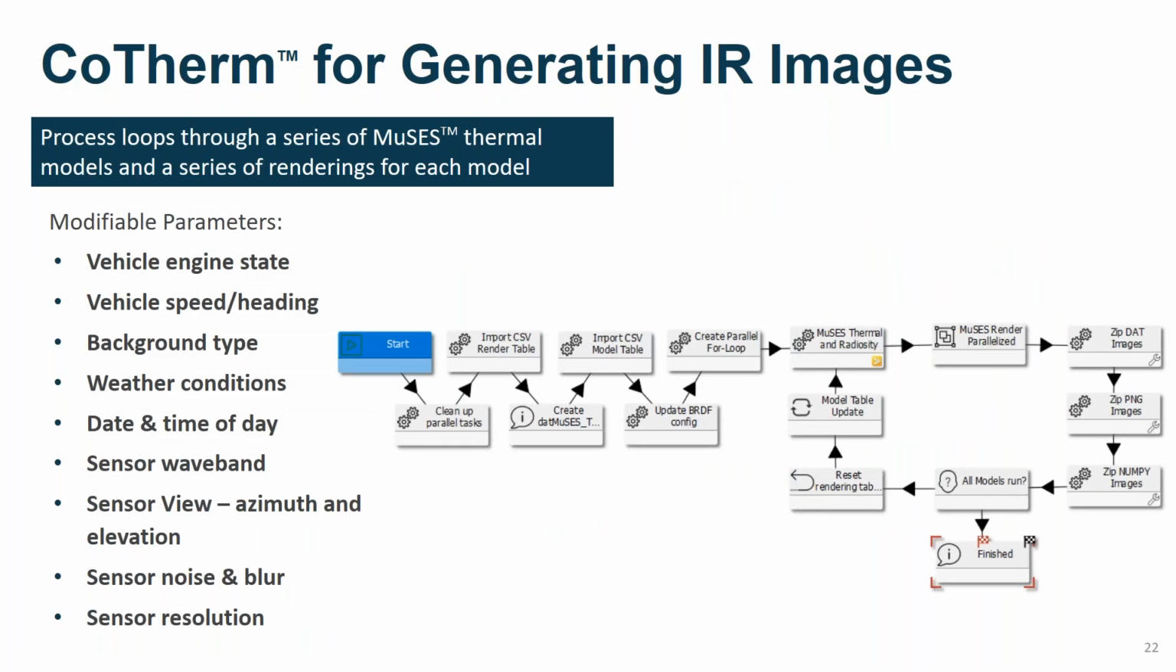Here's a quick example of such a process in CoTherm that we can use to iterate through numerous parameter combinations, including vehicle engine state, speed and heading, background type, weather conditions, date and time of day, and multiple sensor parameters such as waveband and resolution. And such a process like this can generate hundreds of thousands of images with little human input once all parameter combinations are analyzed.